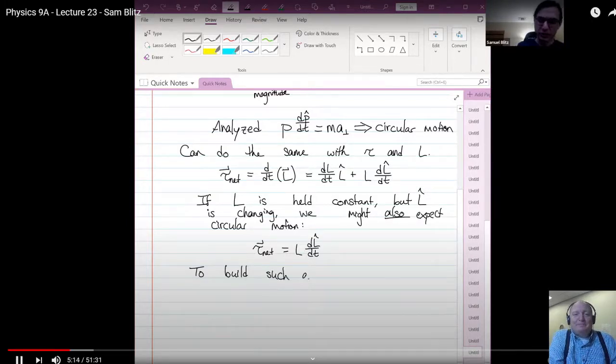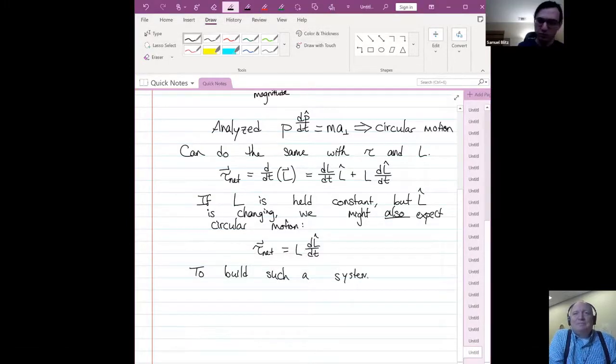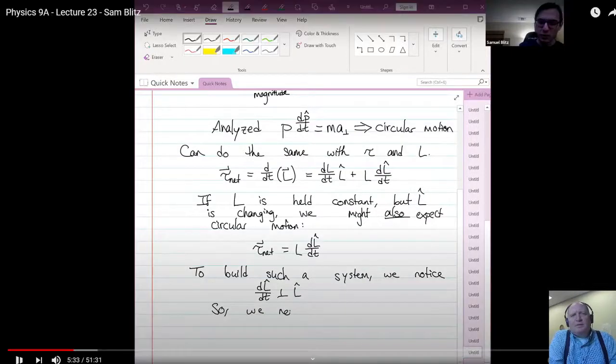To build such a system, we notice that dL-hat/dt, as a vector, is perpendicular to the momentum vector. Let me pause for a second. Does dL-hat/dt have to be perpendicular to L-hat? Well, it's a unit vector, so it can't grow. So any change has to be perpendicular. Yep, that's cool.